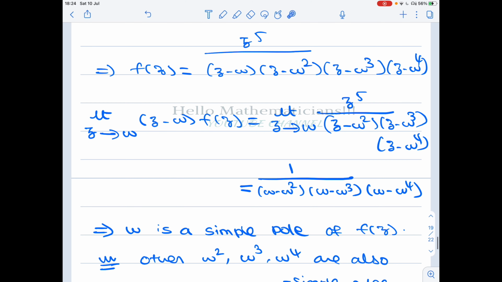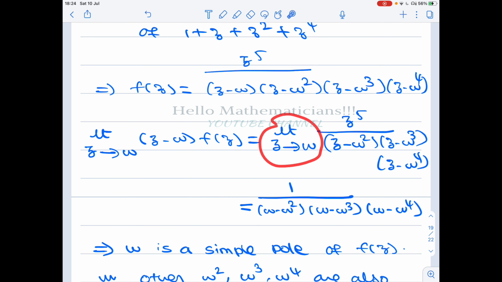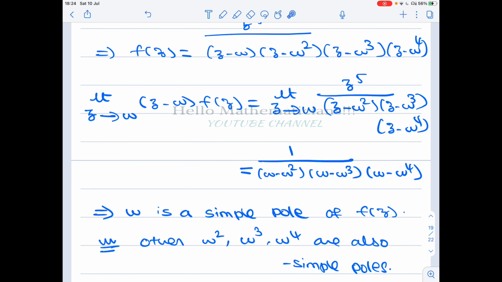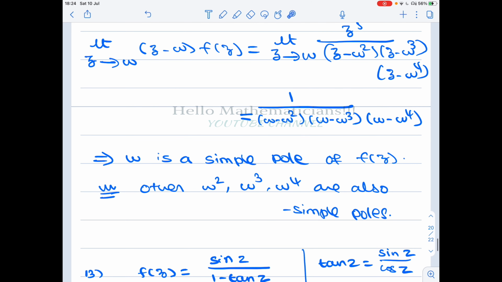So when you substitute w in limit z tends to w, but w is a fifth root of unity, so z power 5 will be 1, and in the denominator we get w minus w square, w minus w cube, w minus w4. So this is a finite quantity, therefore w is a pole of order 1, because this limit exists as a finite quantity. Similarly you can see that w square, w cube, w power 4 are also simple roots.